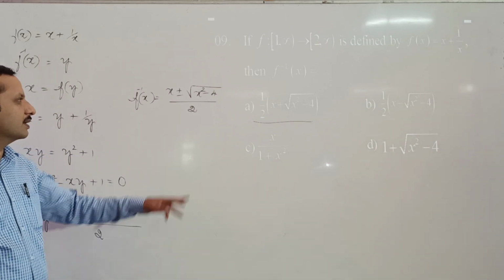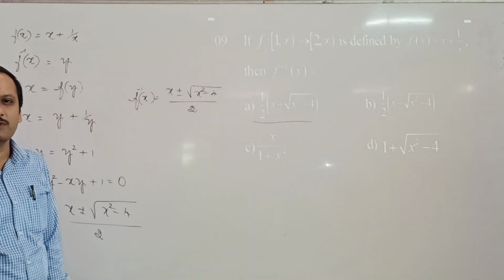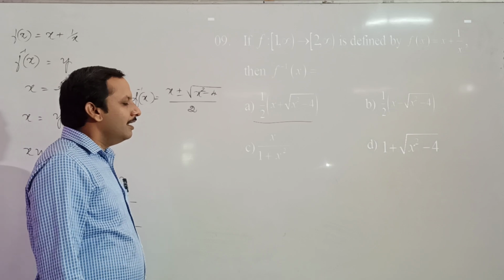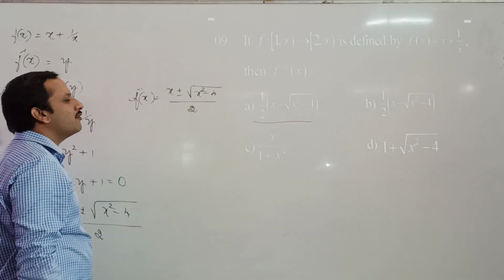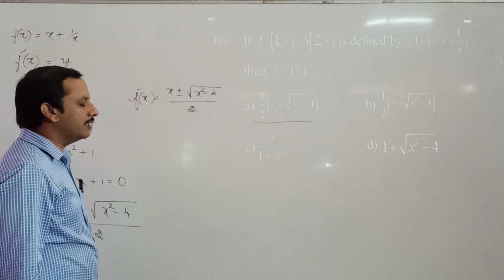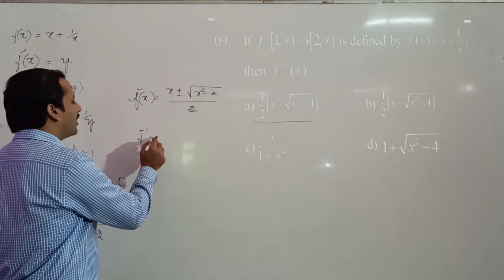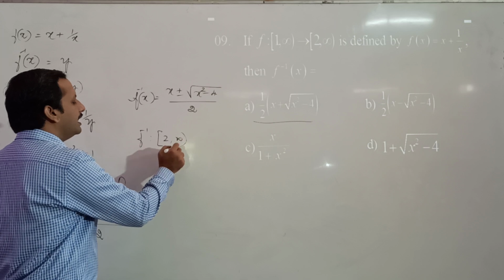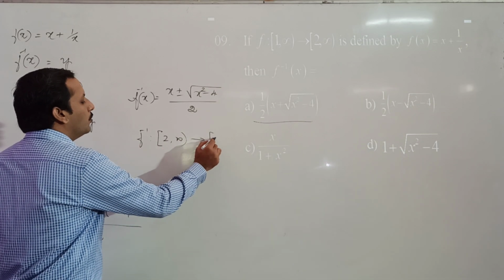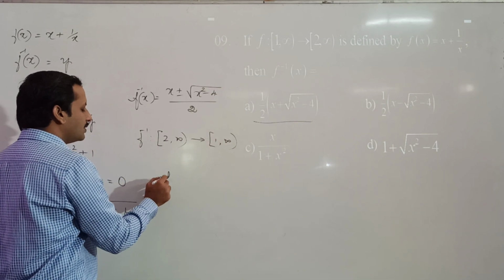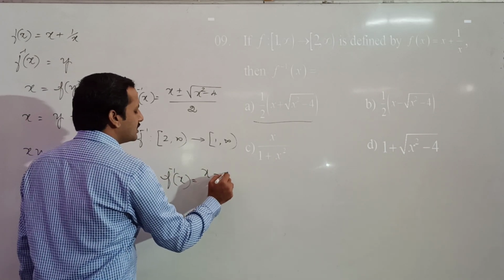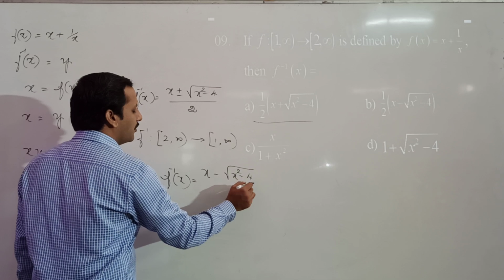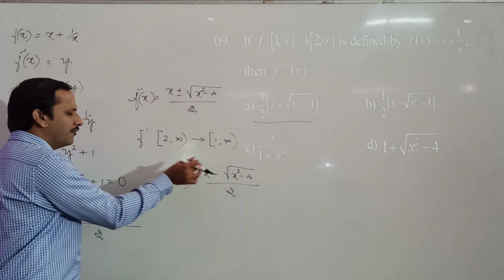Why? Is it because we want it to be positive always? No, that's not the reason. The reason is that f is defined from 1 to infinity to 2 to infinity. Therefore, f inverse will be defined from 2 to infinity to 1 to infinity. Now, suppose I take f inverse of x as x minus root of x square minus 4 by 2. Then take one value from here.